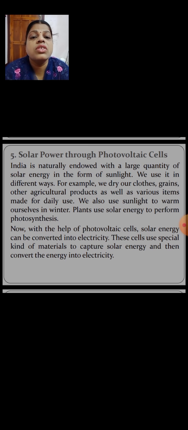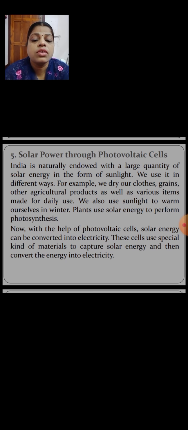For example, we dry our clothes, grains, other agriculture products, as well as various items made for daily use. We also use sunlight to warm ourselves in winter. Plants use solar energy to perform photosynthesis. So now, with the help of photovoltaic cells, solar energy can be converted into electricity. These cells use special kind of materials to capture solar energy and then convert the energy into electricity.